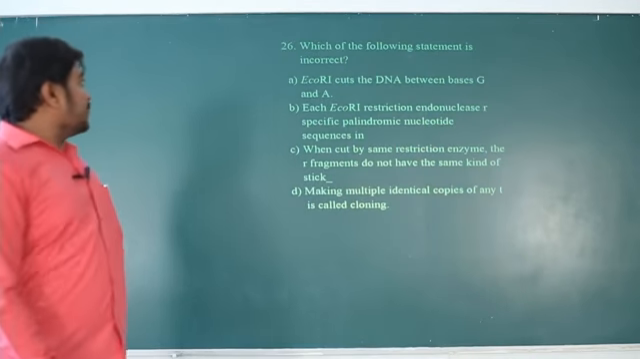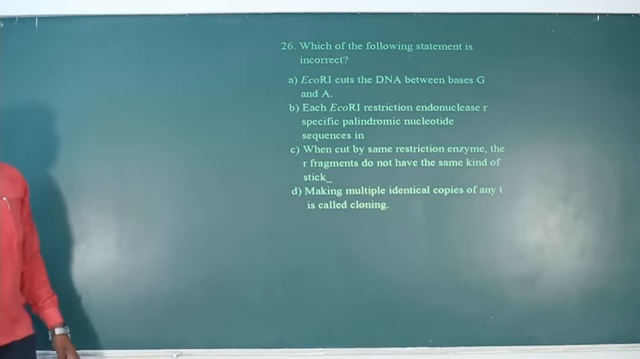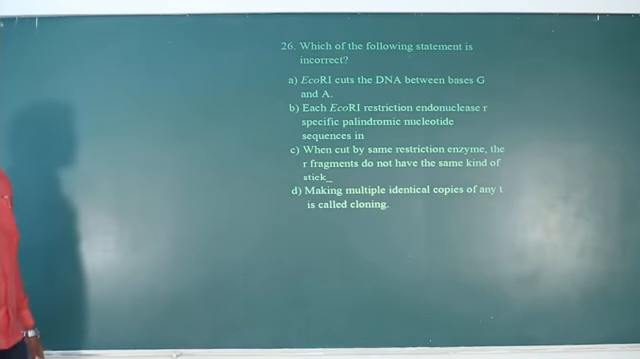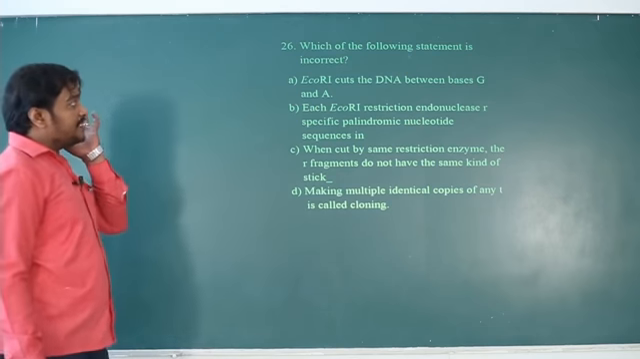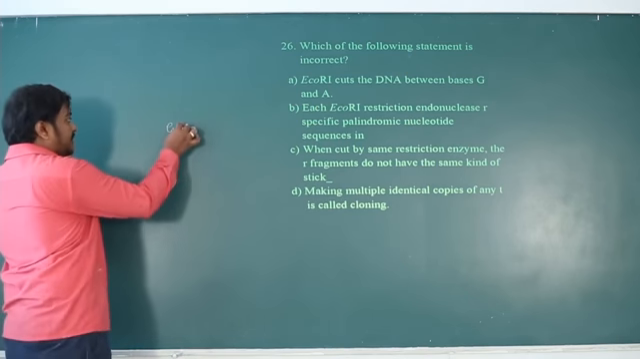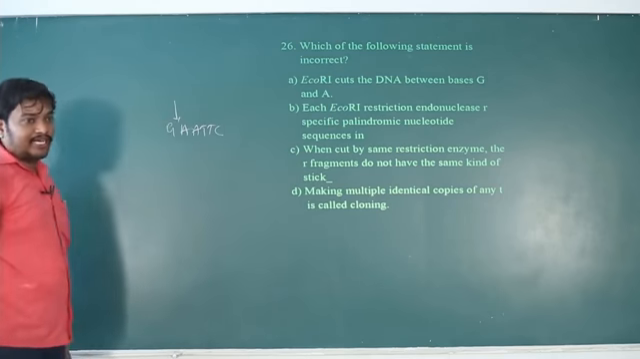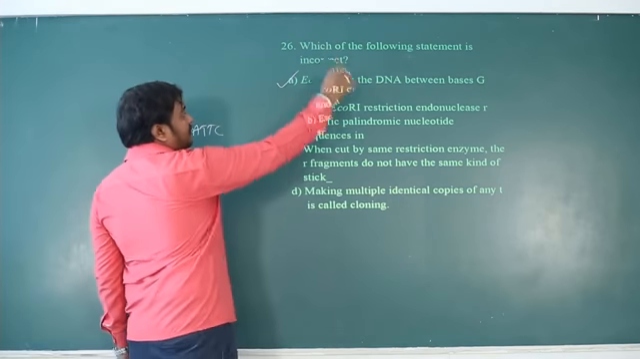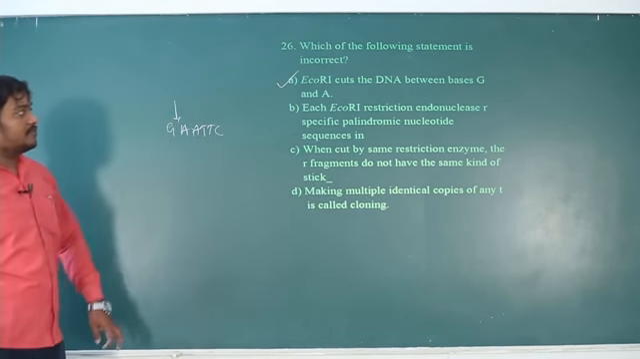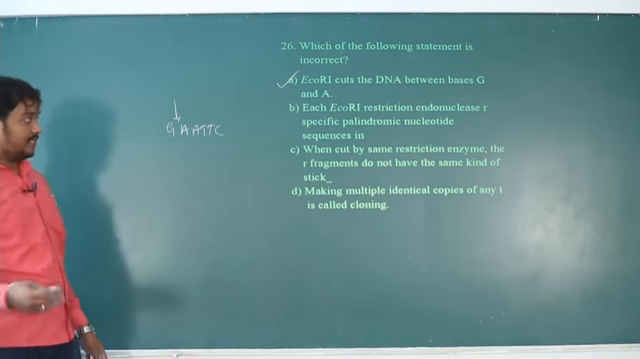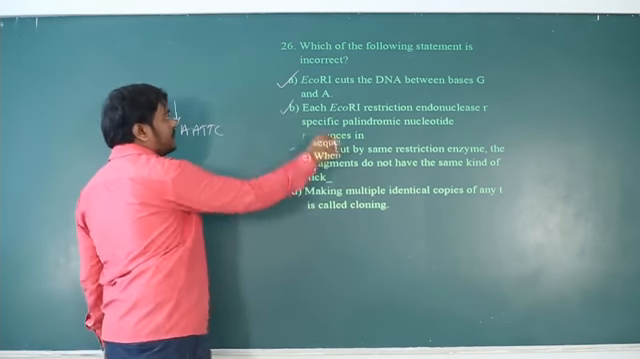So let's go to the next question. Which of the following statements is incorrect? EcoRI cuts the DNA between bases G and A. Of course, you are familiar with that, GAATTC is a palindromic sequence. It makes a cut between G and A. So that is right. Then each EcoRI restriction endonuclease needs a specific palindromic nucleotide sequence to cut. So a specific palindromic sequence is required.